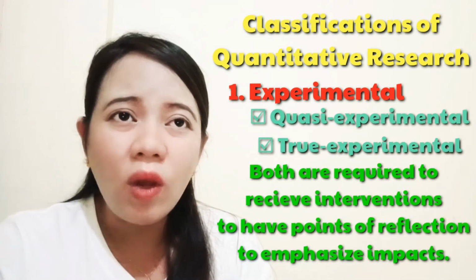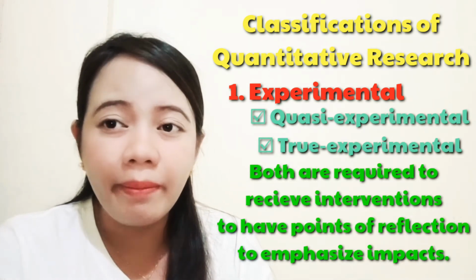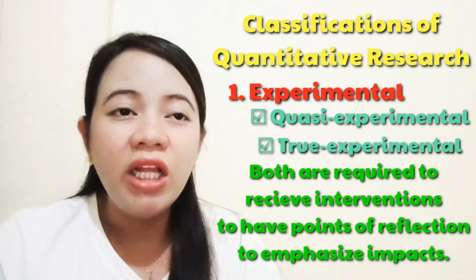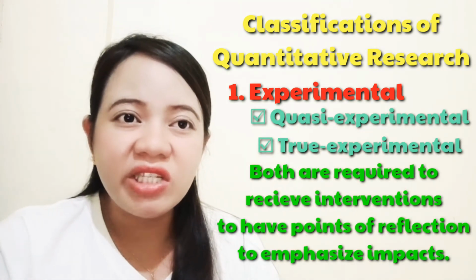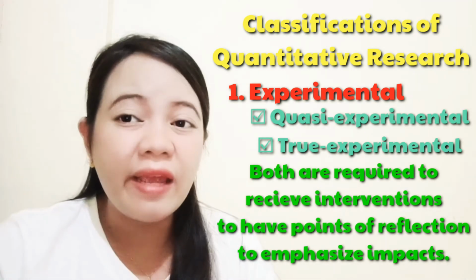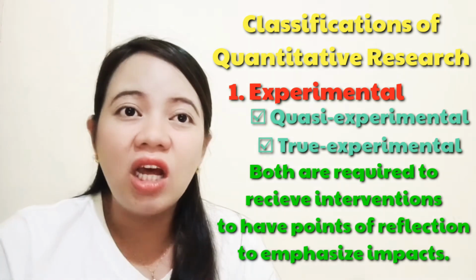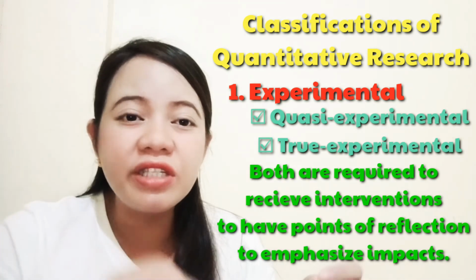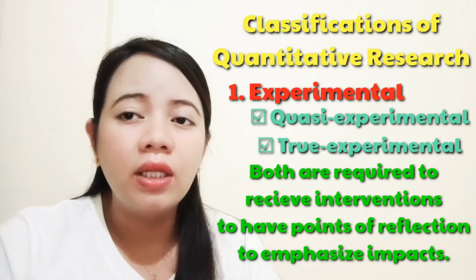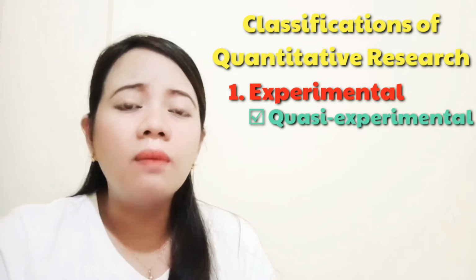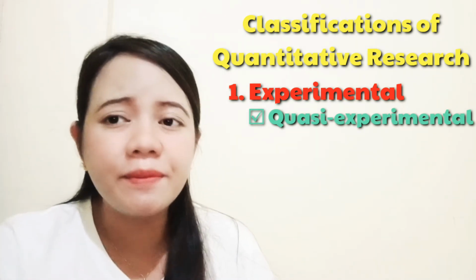So, common in quasi-experimental design and true experimental, same sila, both quasi and experimental, is that some subjects receive an intervention and provide data to reflect its impact. Okay, so para sila, okay, na nakakatanggap ng intervention, okay, para meron silang point of reflection, okay, kung saan sila nagkakaroon ng impact.